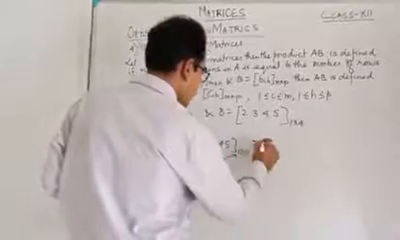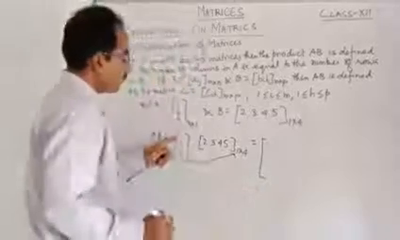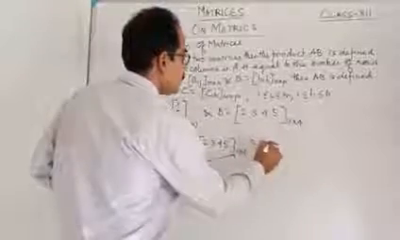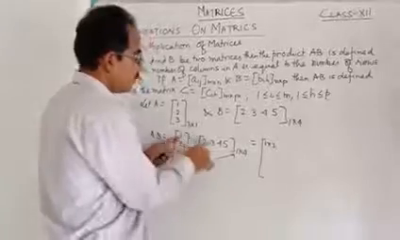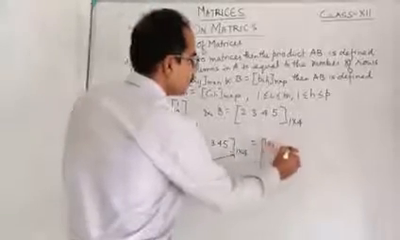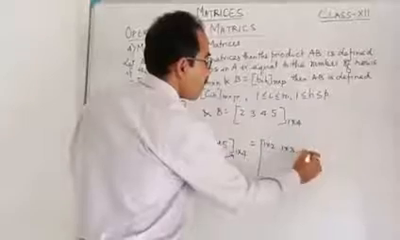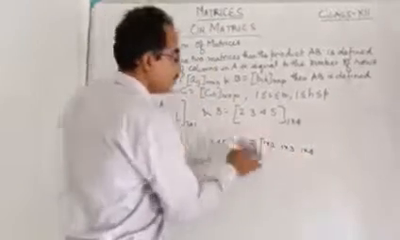So AB will be [1, 2, 3], obviously 3 by 1, multiplied by [2, 3, 4, 5], 1 by 4. These two are matching. Then only the matrix multiplication is possible. So the resultant will come as, this one will multiply by this one, row wise. First of all you go, that is 1 into 2 here, then 1 into 3, then 1 into 4, then 1 into 5.